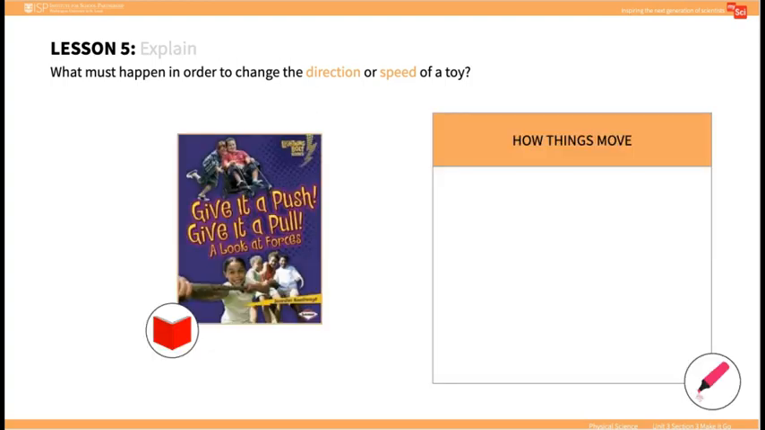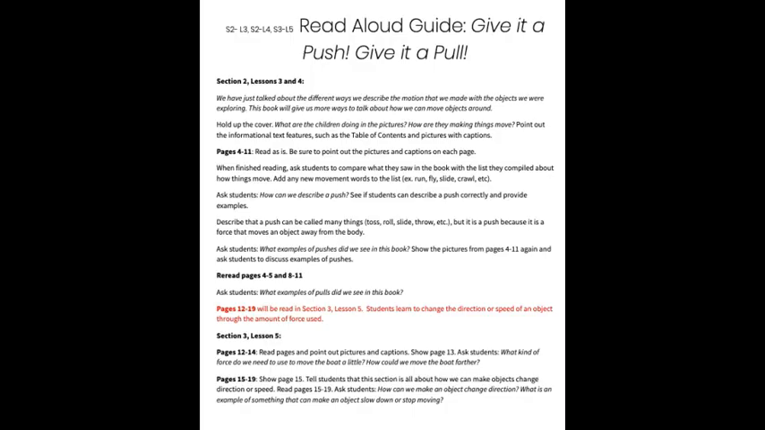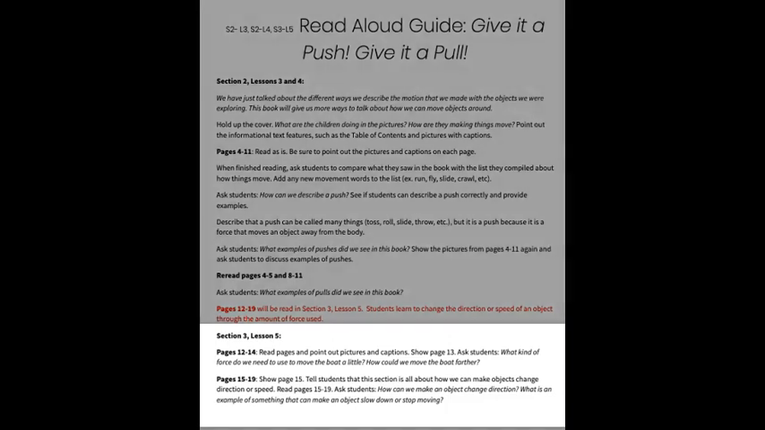In the Explain, ask a few students to describe and demonstrate the different ways they moved the toys. Record any new movement words on the chart paper titled, How Things Move. Revisit the book, Give it a Push, Give it a Pull, reading pages 12 through 19. See the Teacher Read Aloud guide, shown here on teacher page 7.